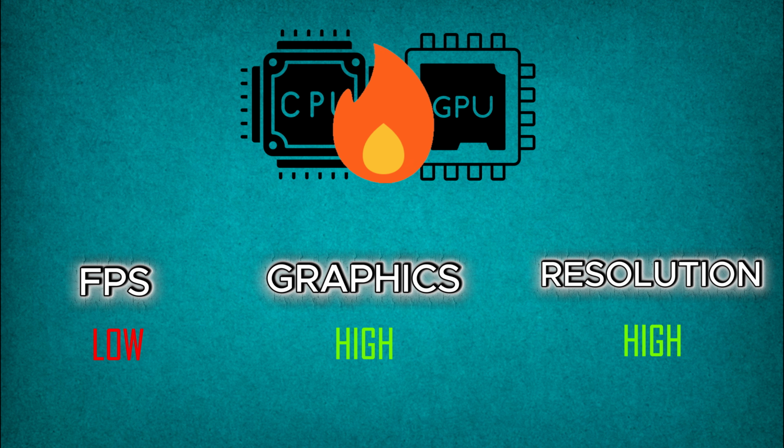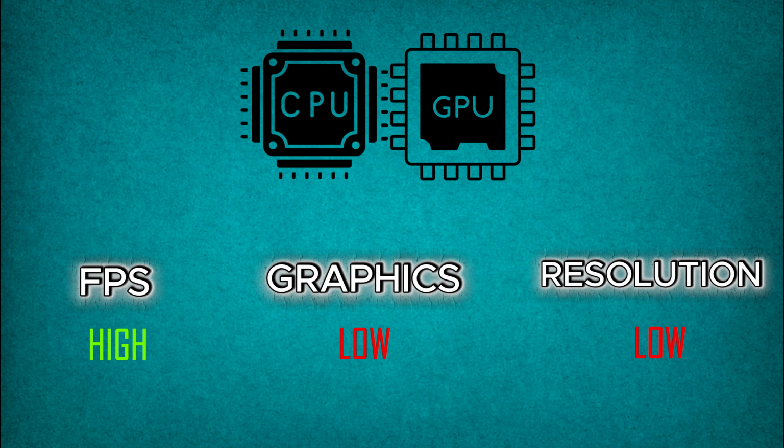That's why many competitive players prefer lower graphics settings. Lower graphics and resolution reduce the workload on your device, helping it maintain higher and more stable FPS during matches. So, if your main goal is smooth gameplay and the best performance possible, lowering your graphics settings is usually the smartest choice. Now that you understand how it works, let's start customizing our settings.